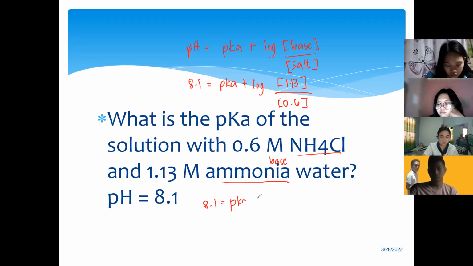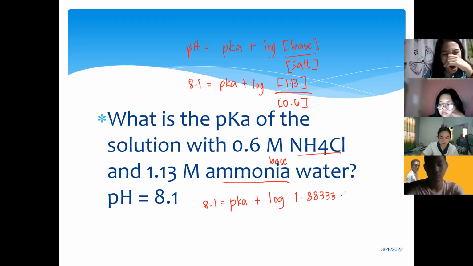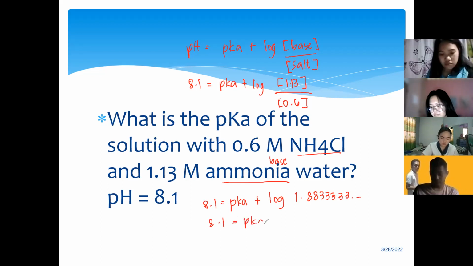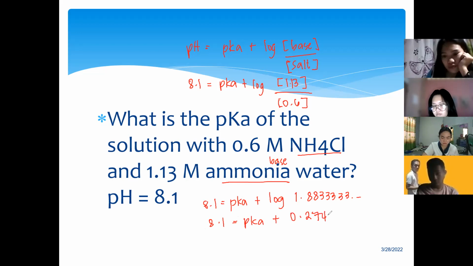So, this is 8.1 equals pKa plus log of 1.13 divided by 0.6 is 1.8333. So 8.1 equals pKa plus the logarithm of 1.833 is 0.2749271931. And then we are looking for the pKa.